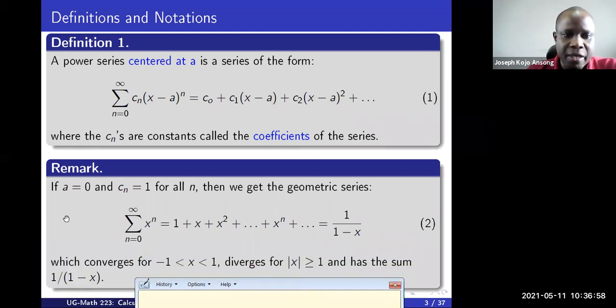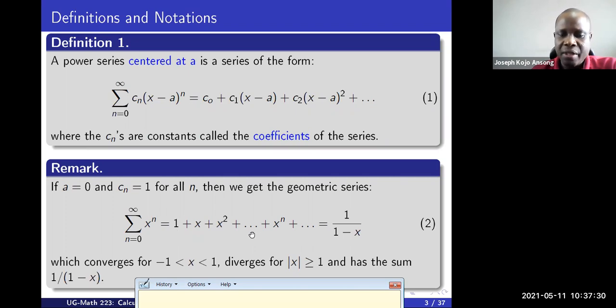Here's a simple example of that and a very important one. If the center is 0, if A is 0 and Cn is 1, right? Every coefficient here is 1, then this guy reduces, right? This is 0, so this goes to 0. So this series reduces to a geometric series given by this, where you have 1 plus x plus x squared plus x cubed all the way to x to the n to infinity.